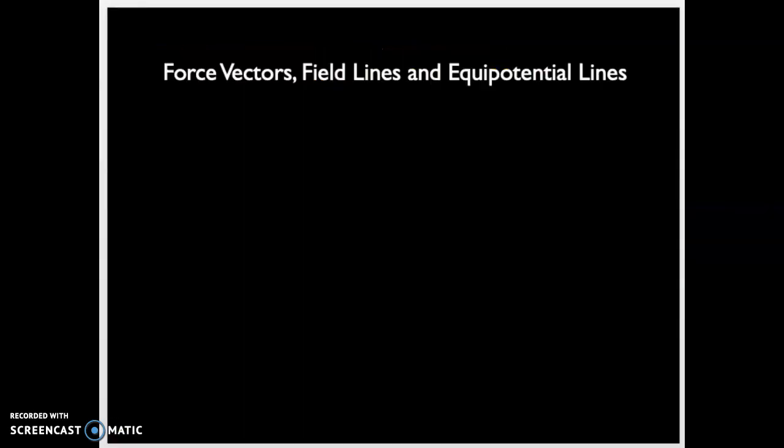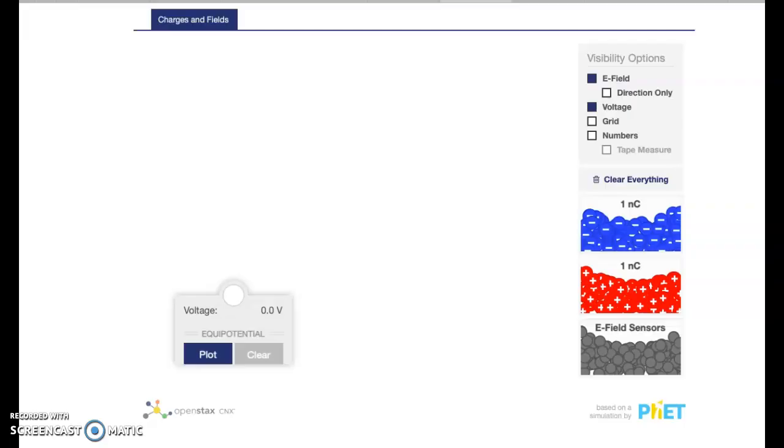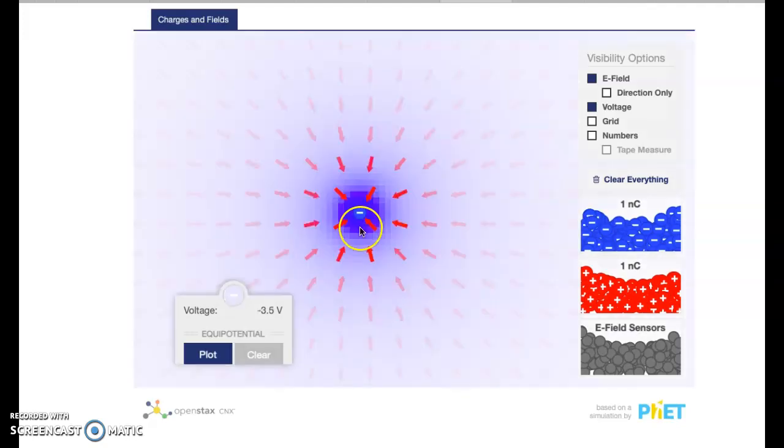Okay, so you're going to be doing this lab using an open source version of a PhET simulator, and let me show you that. Okay, here's this simulator, and it's based on the PhET simulation, because the PhET simulation requires Java, and not everybody has that or has Flash anymore, so it's kind of outdated. But this one should work on any platform. You can put a charge in the middle. Here's a negative charge, so you see that the force vectors are going towards it.